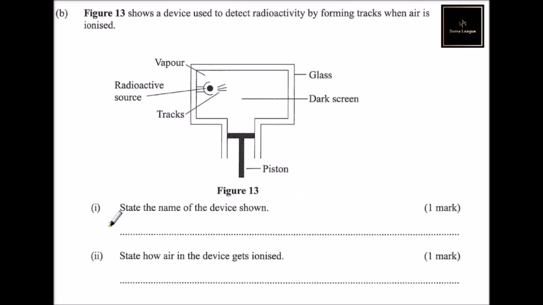Question number 19, part B. Figure 13 shows a device used to detect radioactivity by forming tracks when air is ionized. So we have vapor, radioactivity source, tracks, gas and dark screen. We have the piston. So state the name of this device. So this device is known as expansion cloud chamber.